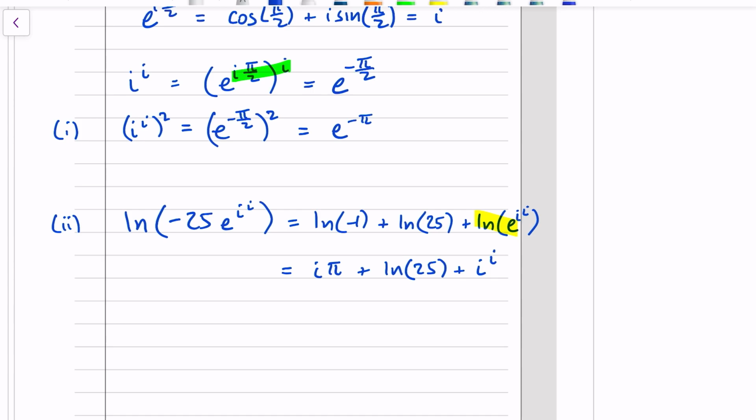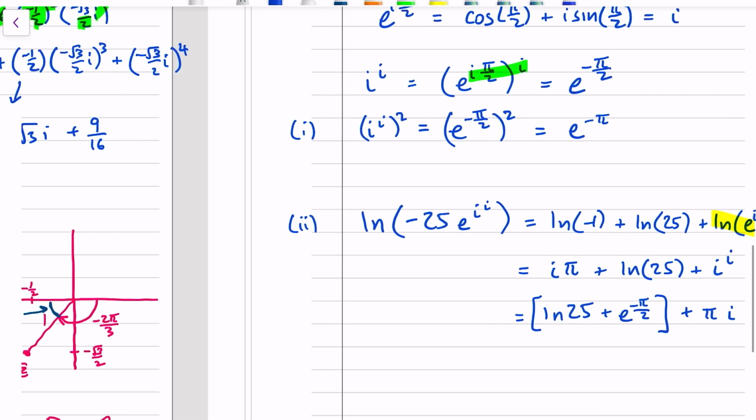And we've got one last decision to make. What do I do with the i to the i? Well, we've already seen that in the earlier working. So we've got log of 25 plus e to the minus pi over 2. That's the real part. And then we've got plus pi times i. That's the imaginary part. And that's in rectangular form. Pretty cool, huh?